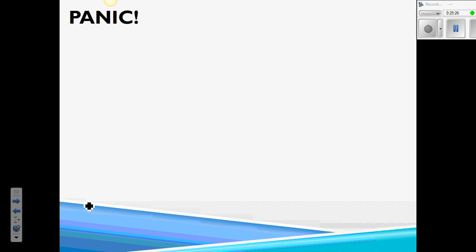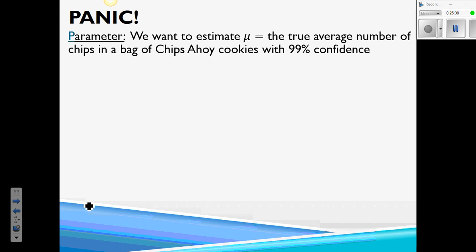Okay, so let's start our PANIC. How do we start? Parameter. Are we talking about a proportion or a mean? Mean. So we want to estimate mu. That is the parameter, where mu is equal to the true mean, true average number of chips in a bag of Chips Ahoy cookies with 99% confidence, correct? That's how we should start.